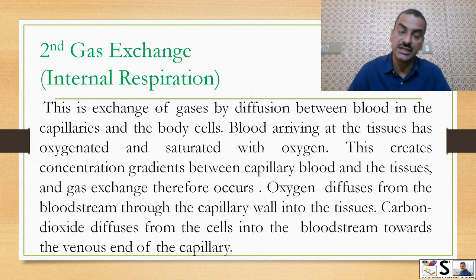Second is gas exchange at internal respiration, which is at the level of tissue. This is the exchange of gases by diffusion between blood in the capillaries and the body cells. The blood arriving at the tissue is oxygenated and saturated with oxygen. This creates a concentration gradient between capillary blood and the tissue, and gas exchange occurs. Oxygen diffuses from the bloodstream through the capillary wall into the tissue, and carbon dioxide diffuses from the cell into the bloodstream towards the venous end of capillaries.